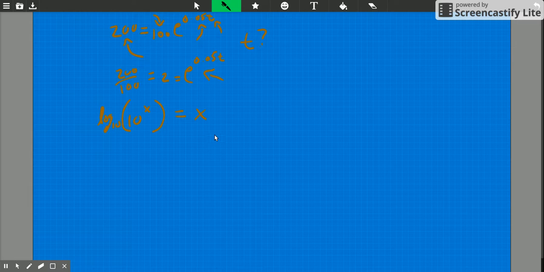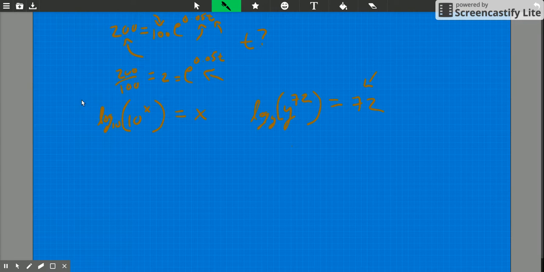All right. Similarly, if we had another number, y to the 72nd, we could make the statement that the log of base y of y to the 72 is equal to 72. That's what the log does. It undoes the exponential, and it pops out whatever was in the exponent.